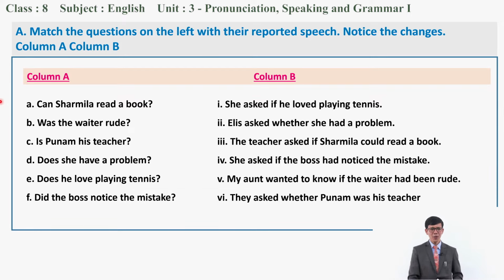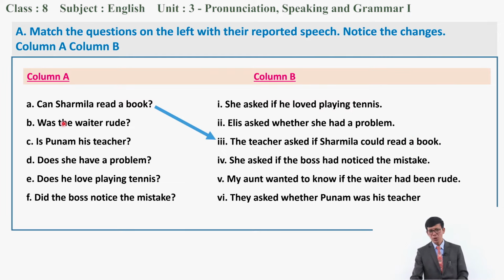Who said this? Or who asked this? Who asks, can Sarmila read a book? Very good. Please look at column B here. A, 1, 2, and look at here, 3. You can see who asked. The teacher asked if Sarmila could read a book. Right. Now please notice the changes, okay? Can Sarmila read a book is here. The teacher asked if Sarmila could read a book. Who asked Sarmila to read a book? The teacher asked, okay? So is that the correct reported speech? Very good. That is the correct one for the first one.